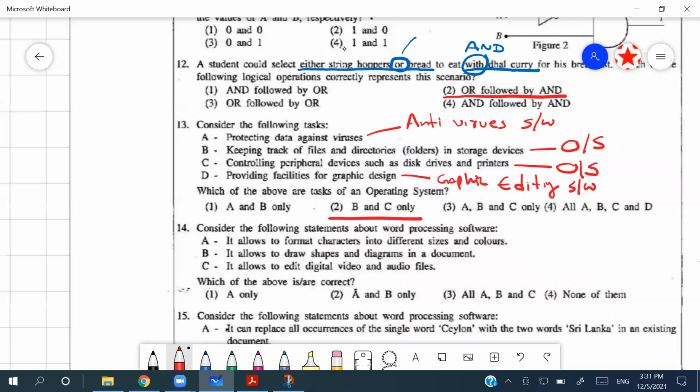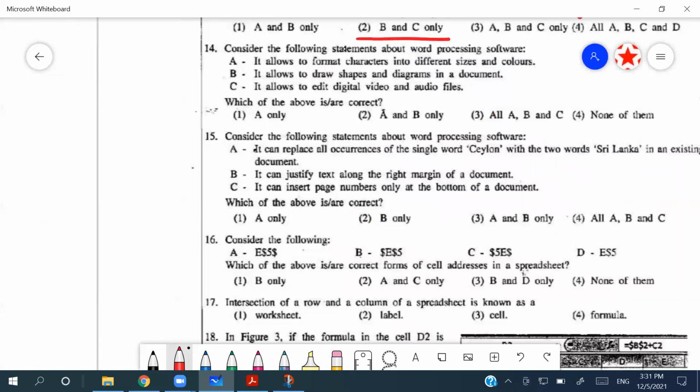Then the 15th. And people, again, if you have anything to be discussed in between the questions that I'm talking, you're always welcome to interrupt and tell me what question you need. Right? So 15th, consider the following statement about word processing software.